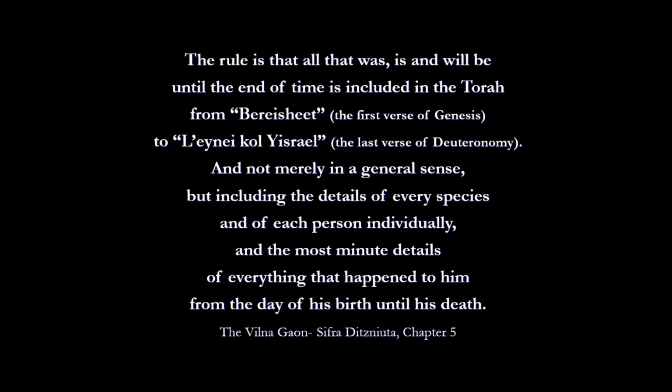The rule is, all that was, is, and will be until the end of time is included in the Torah from Bereshit, the very first verse, to El Kol Yisrael, to the very last words of Deuteronomy. Not merely in a general sense, but including the details of every species and of each person individually, and the most minute details of everything that happened to him from the day of his birth until the day of his death. What the Vilna Gaon is saying is that anyone, everyone who ever lived is alluded to somewhere in the Bible.